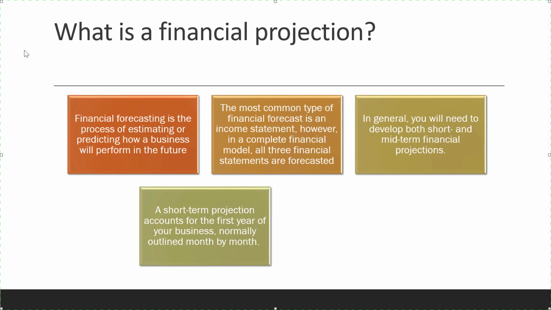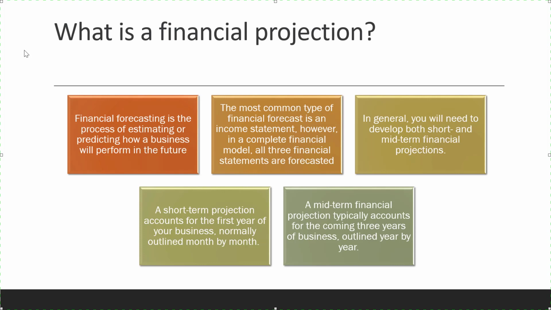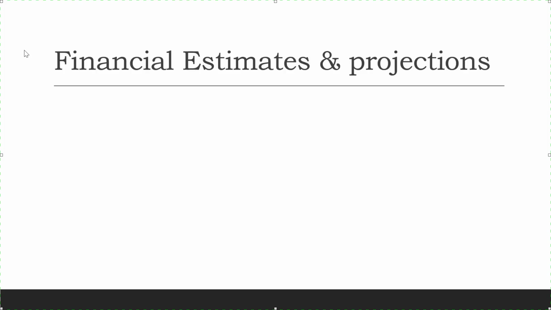What you do is work out how much you are going to do for each month. What will be your sale of a product? What will be your selling price? And what will be your cost? You keep doing a monthly projection for at least 1 year or 2 years. A midterm financial projection typically accounts for the coming 3 years of business, outlined year by year. So then you move on from a monthly basis to a yearly basis as you go along in the third, fourth and fifth year. Instead of a monthly projection, you make it on a yearly basis.